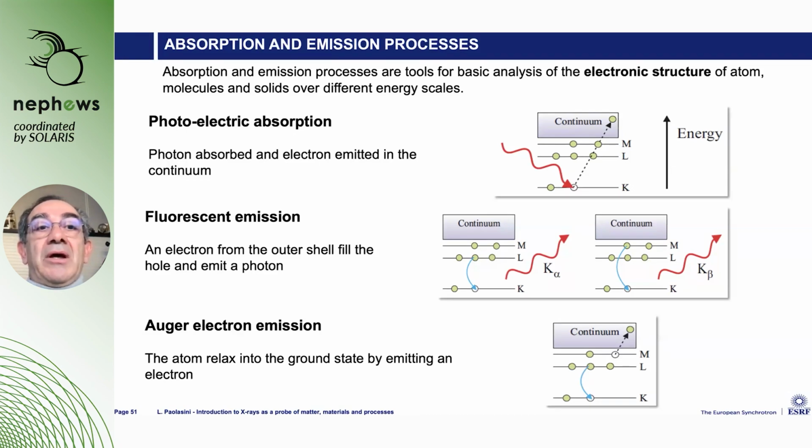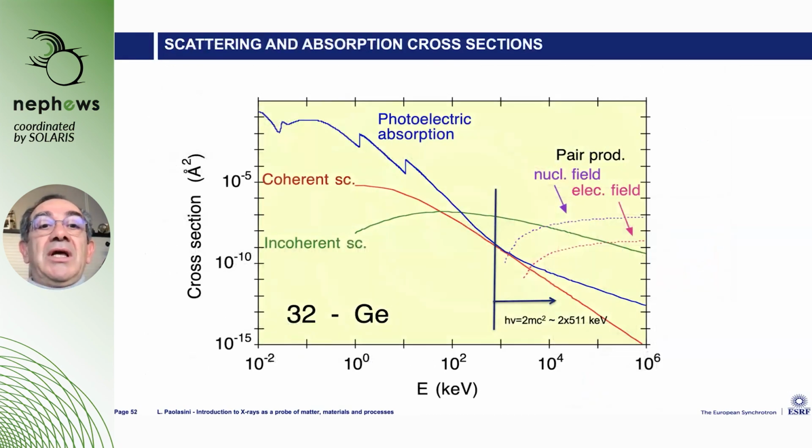So these concern the absorption and emission process, and the photoelectric absorption is very important in terms of cross-section because it is dominant with respect to the coherent scattering associated to the Thomson scattering, or the incoherent scattering associated to the Compton scattering. We can see the Thomson scattering and the Compton scattering sit well below the photoelectric absorption cross-section in the energy of the X-rays.